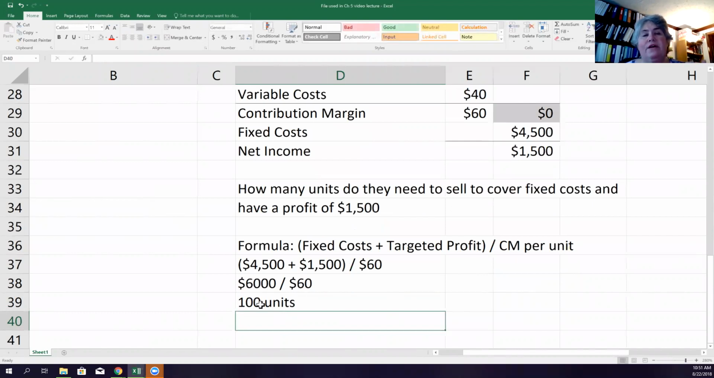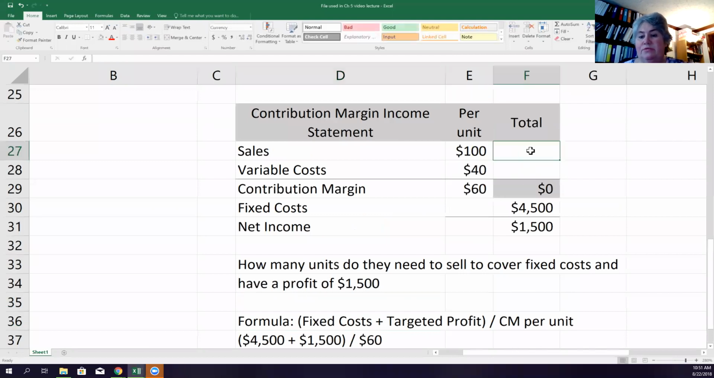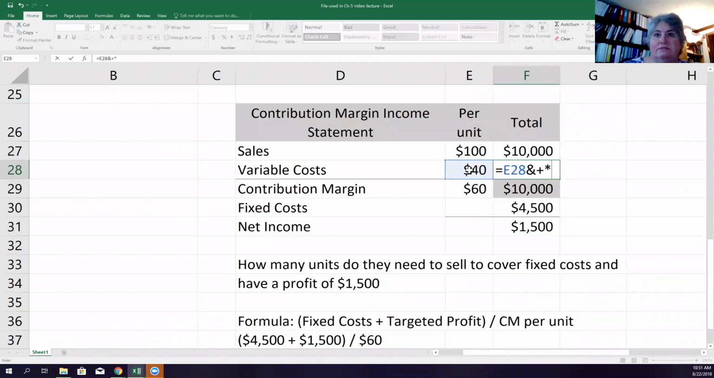Whenever you do the formula, it is very much worth it to run it through the income statement to see if that truly comes out. So $100 a unit times 100 units would bring us $10,000. That's the way we started the story problem in the beginning. Remember when we were just giving an example? And then if we had sold 100 products, we would have to pay $40 of the selling price over to covering the variable costs. That's going to take 4,000. So 10,000 minus 4,000 gives us 6,000. 6,000 covers the fixed costs and has exactly 1,500 left over. So that is finding the amount we need for a targeted profit.